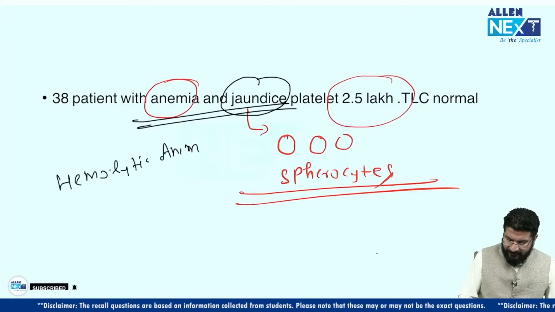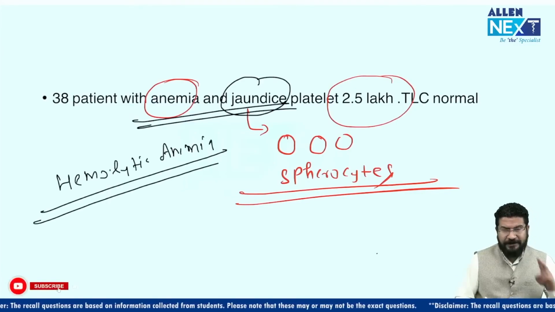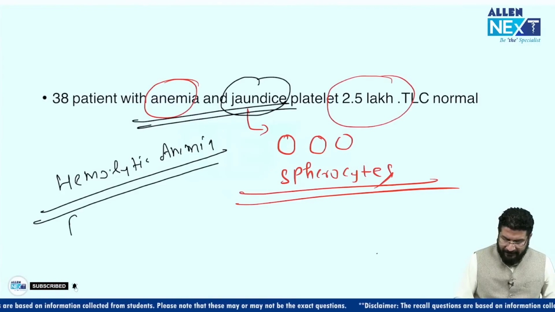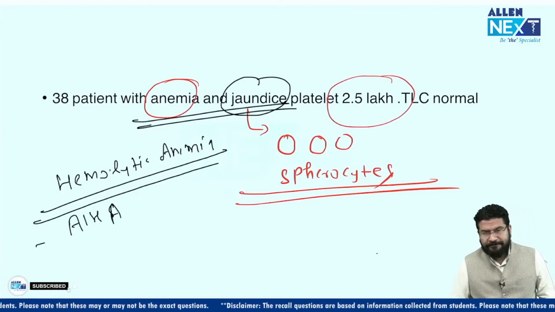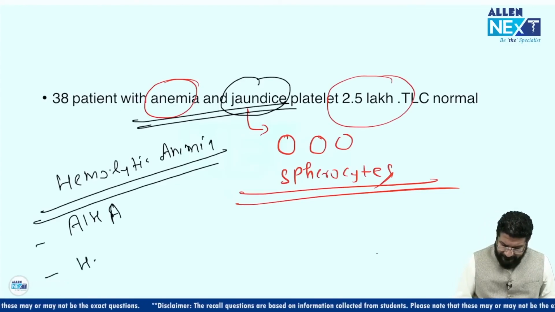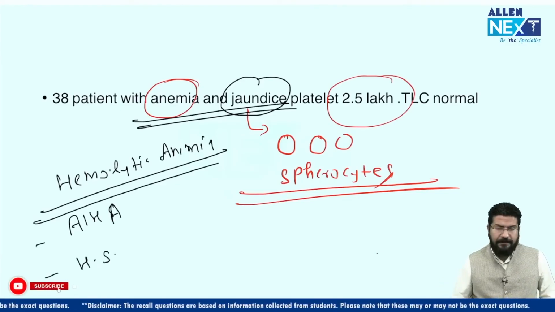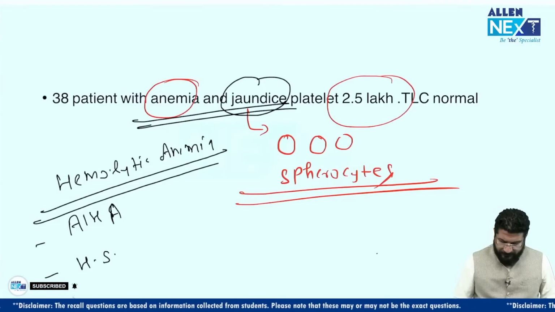Now hemolytic anemia and spherocytosis you will see in two types of anemia. The most common cause is AIHA, autoimmune hemolytic anemia. The second is you can see this in hereditary spherocytosis. So these are the two options.